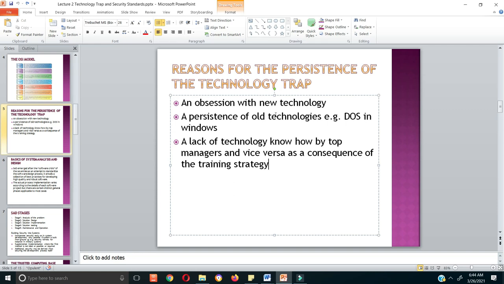But I guess I'm going to say we leave this point here. Because you could have technology that is neither too new nor too old, but you still do not really understand it, assuming the skills of your IT people are not top notch.